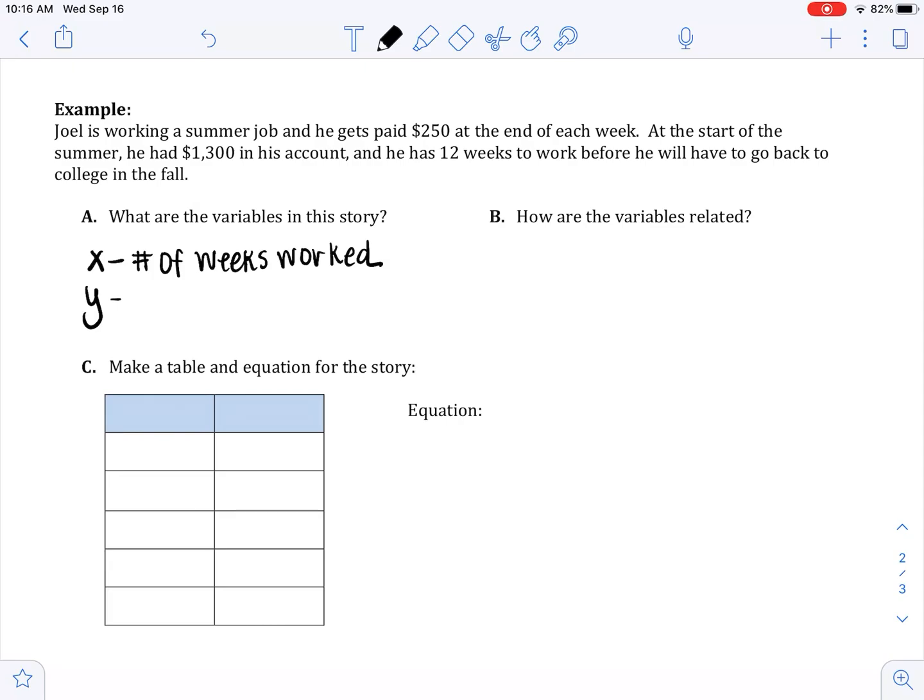All right, now I need Y. So as weeks move on, so after 1 week, 2 weeks, what's changing? Most common mistake is people put down the money he makes, okay? Y is not going to represent the money he makes. Yes, that's what's going to be changing, but Y is going to represent the money in his account because he has $1,300 more than the money he's going to actually make. So I'm going to say amount of money in the account or total money in the account, either one. I'm just going to put money in the account.